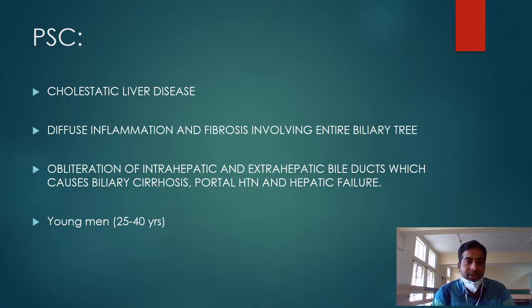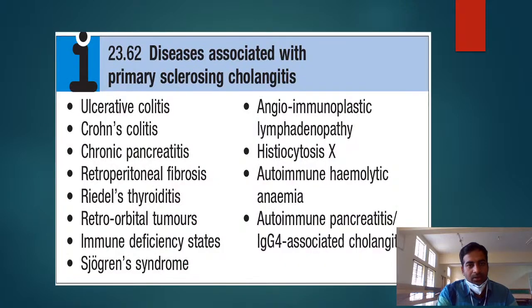So PSC, primary sclerosing cholangitis, is another cholestatic liver disease wherein you see diffuse inflammation and fibrosis which involves the entire biliary tree. There is obliteration of the intrahepatic and extrahepatic bile ducts, which will cause biliary cirrhosis, portal hypertension and hepatic failure. Mainly it's seen in young men around 25 to 40 years, whereas PBC is mostly seen in middle-aged women.